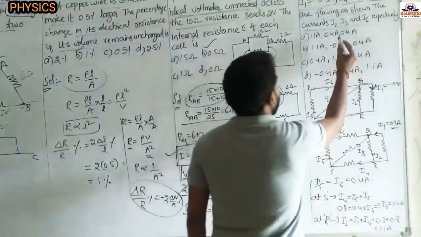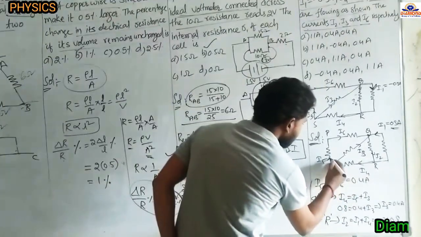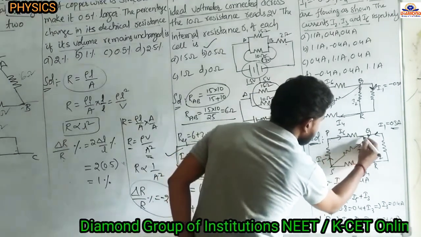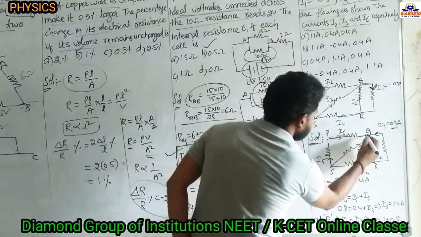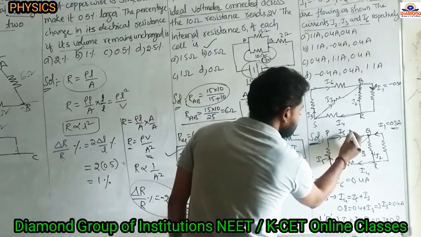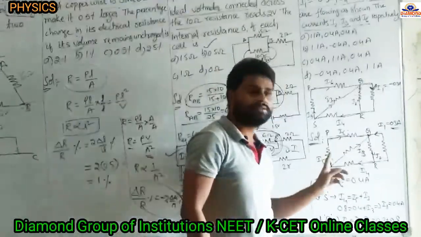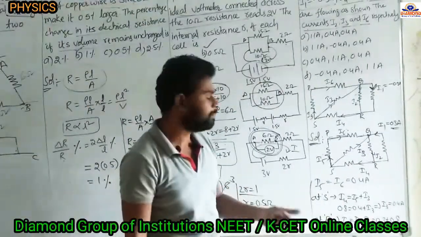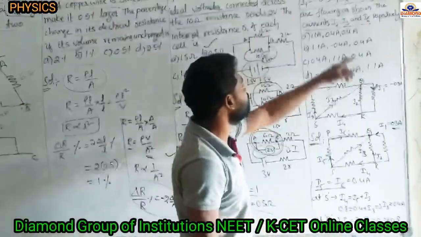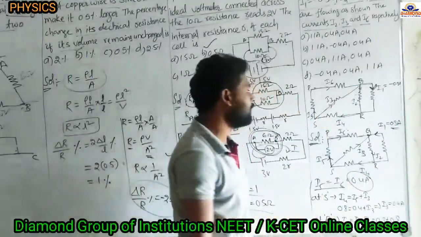We have to find I2, I3, I6. See now, in this branch the current flowing through this resistor is I5, this resistor is I6. These two resistors are in series. Now current flowing through this resistor is I5 equal to the current flowing through this resistor. That means I5 is equal to I6. Two resistors connected in series, then current flowing through the two resistors is the same. So I5 equal to I6. I5 value they given already 0.4 amperes. So I6 value also 0.4 amperes.